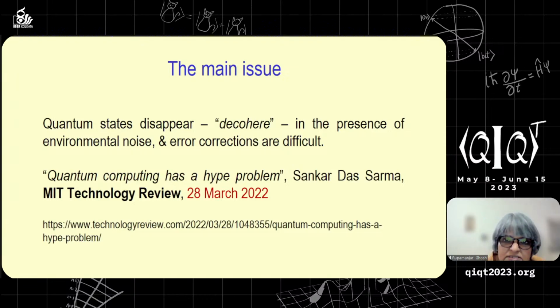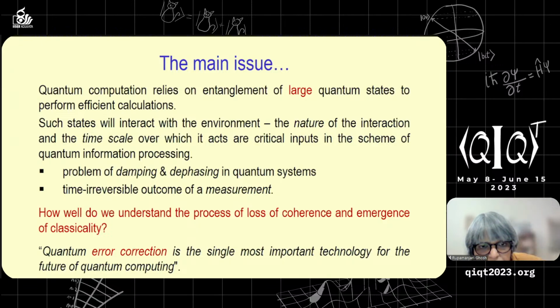So till today, this is really the main issue, because quantum computation relies on entanglement of large quantum states to perform efficient calculations. So such states, if they're large, will interact with the environment. The nature of the interaction and the time scale over which it acts are critical inputs to the model, the scheme of quantum information processing. So there are two things that I've already talked about: the problem of damping and associated dephasing in quantum systems, and the time-irreversible outcome of a measurement.